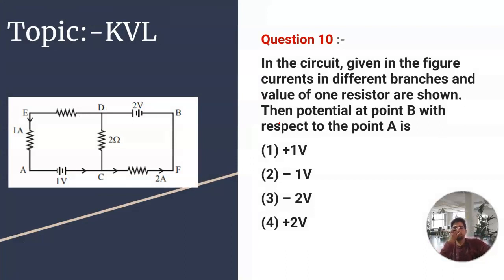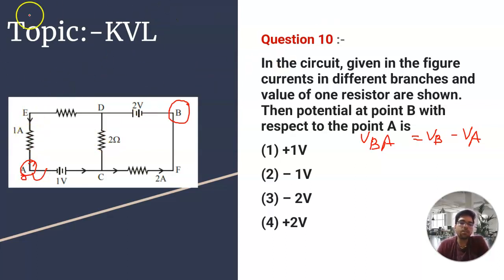In the circuit given in the figure, current in different branches and the value of one resistor are shown. What is the potential at point B with respect to point A? They are asking VB minus VA. So assume the potential at A to be 0 volt, because they are asking with respect to A.